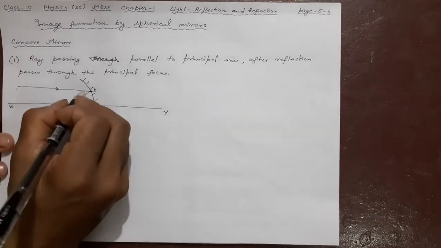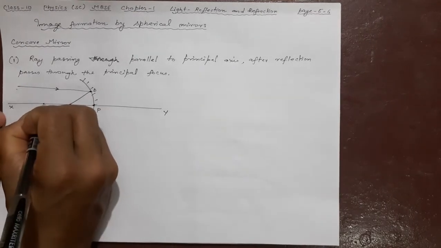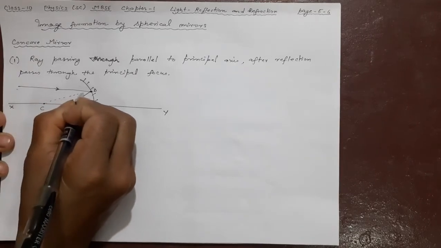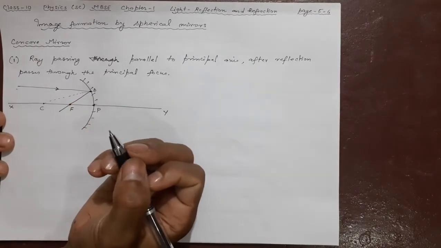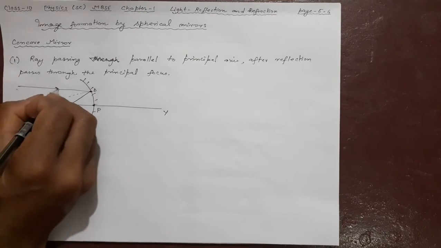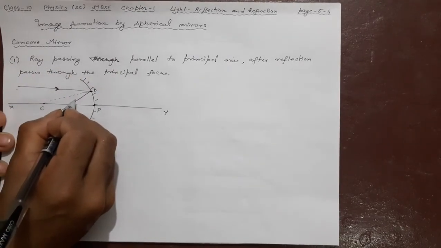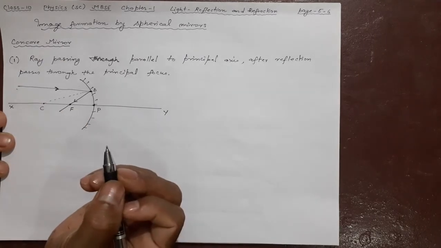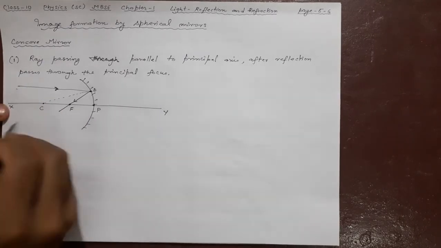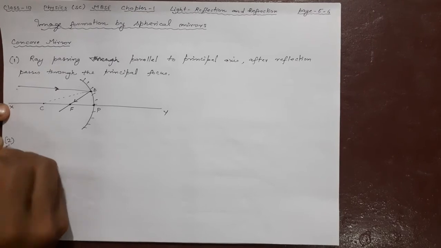Fine. And you also remember there was the center of curvature. This was the picture already. So here we learned one thing: a parallel line coming has to go back through the focus. Remember this, very important, the first one. Then the second rule is also there.